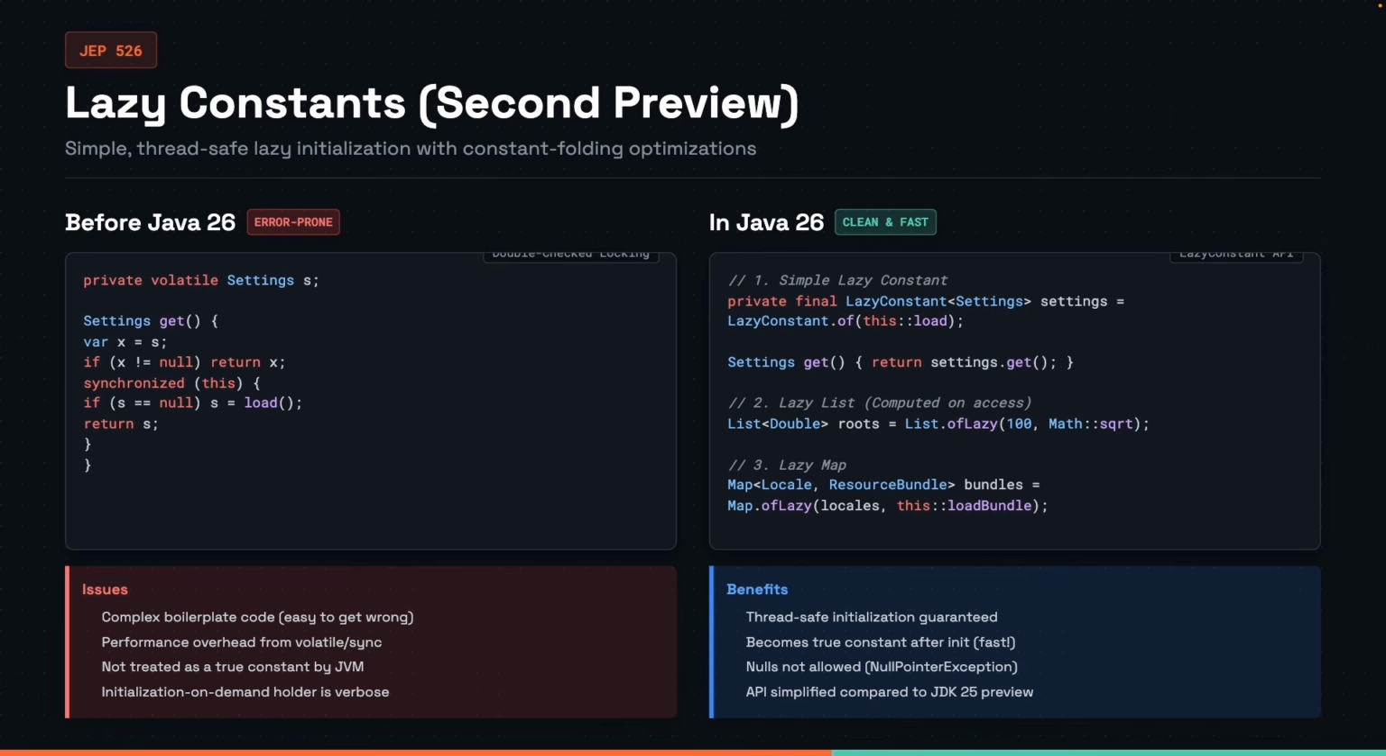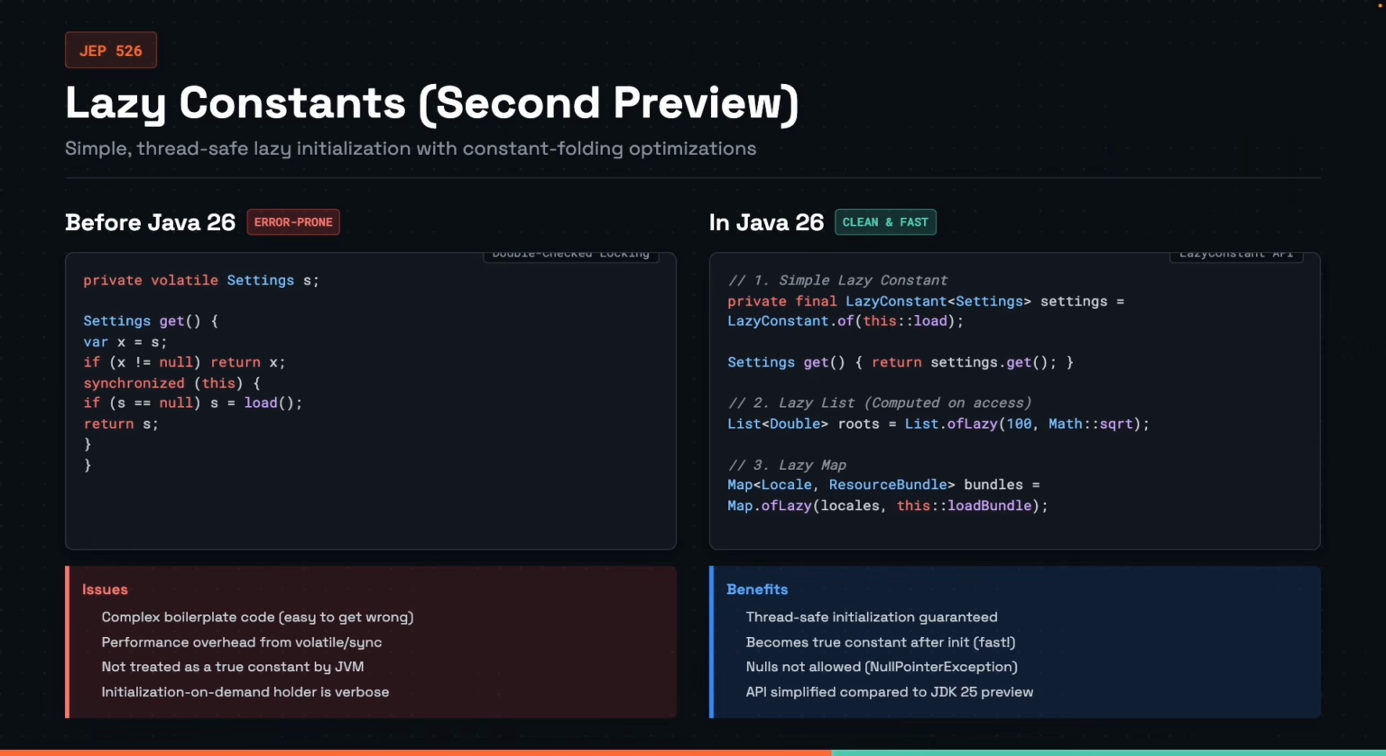It was to use double checked locking. So why the double check? First check avoids locking after initialization. Second check prevents multiple threads from loading simultaneously. And why volatile? Without it, one thread might see a partially constructed settings object. This is related to the Java memory model and it's very tricky stuff.